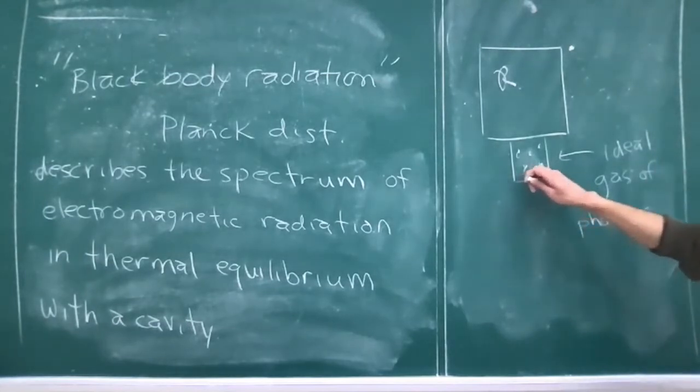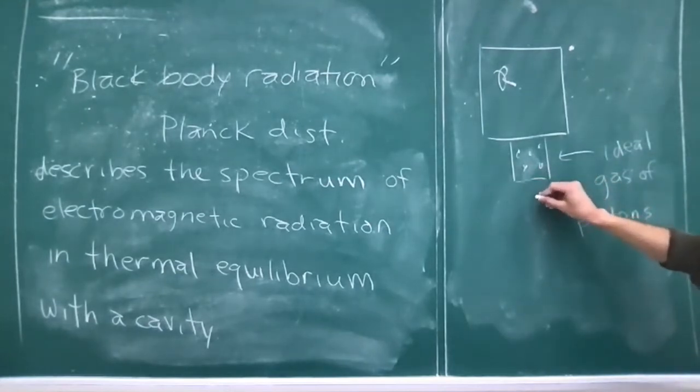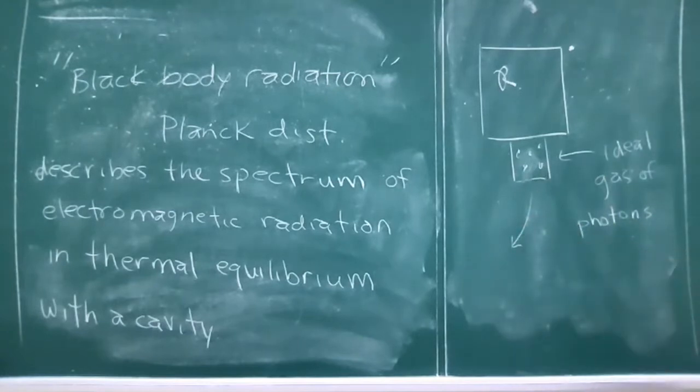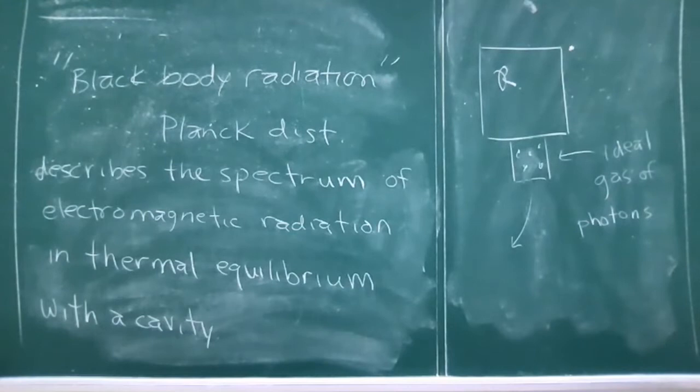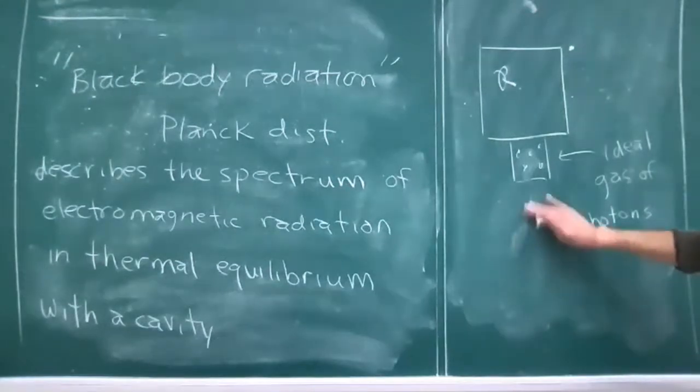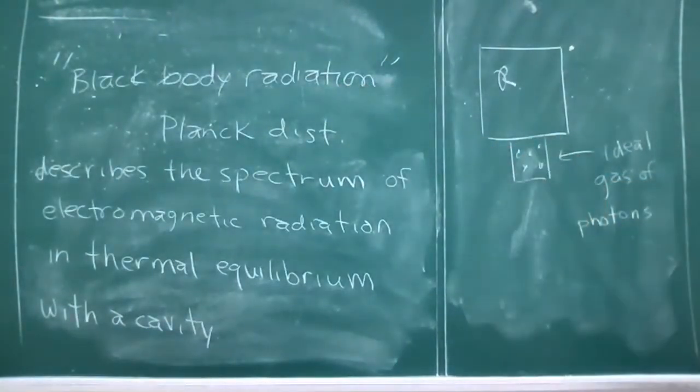So this system is in thermal equilibrium with the reservoir. If radiation could escape, then it would not be in thermal equilibrium with the reservoir because it would be losing particles. So a black body is called a black body because it doesn't emit any radiation. It cannot emit radiation. If it does, then it will not be in thermal equilibrium.